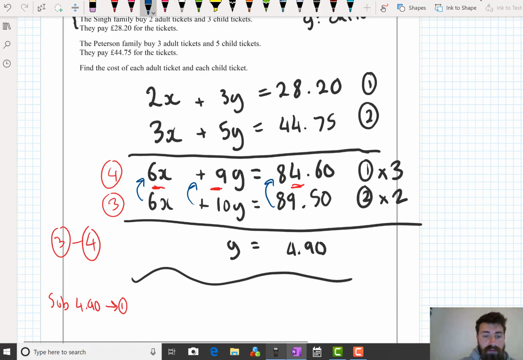2x, oh, the blue pen again. Christ almighty. Will you just go away?